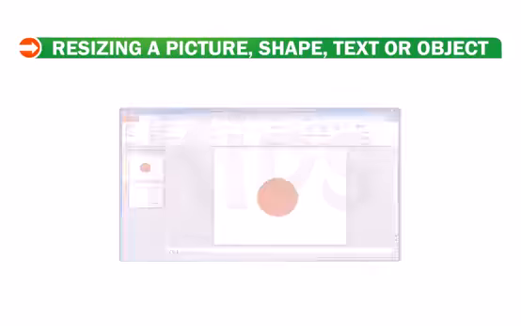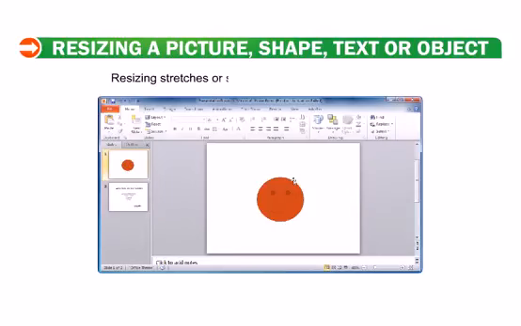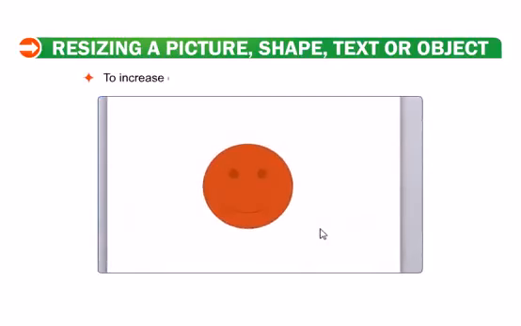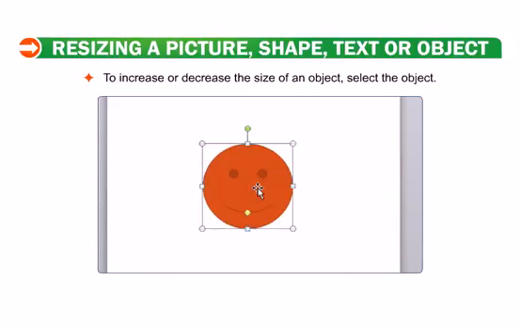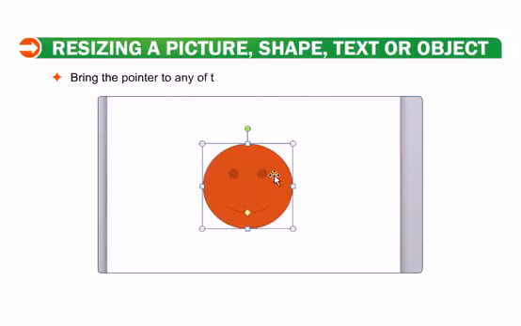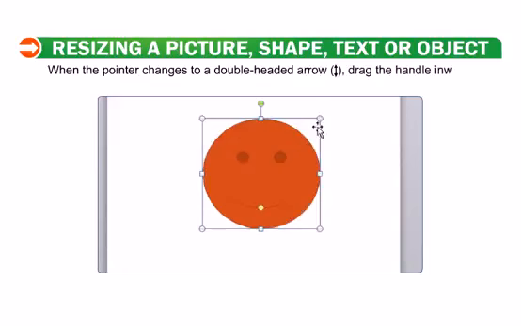Now let us understand how to resize a picture, shape, text or object. Resizing stretches or shrinks the dimension of an object. To increase or decrease the size of an object, select the object. Bring the pointer to any of the 8 resizing handles on the selected object. When the pointer changes to a double-headed arrow, drag the handle inward to decrease and outward to increase the size of a shape.